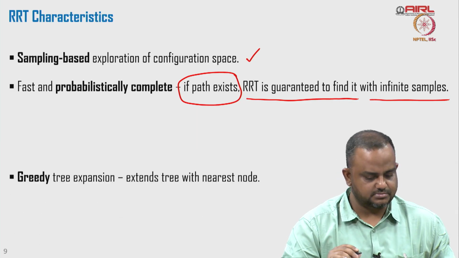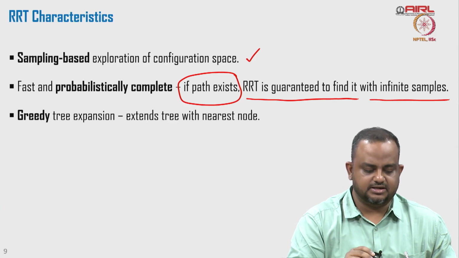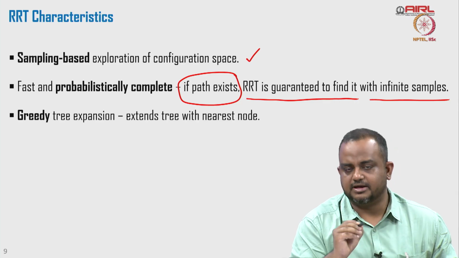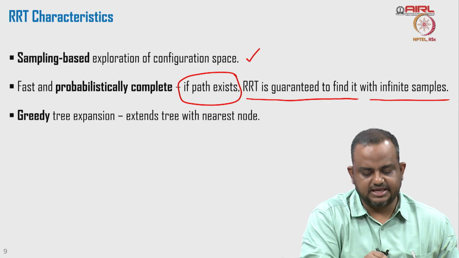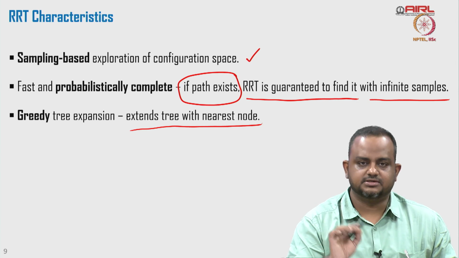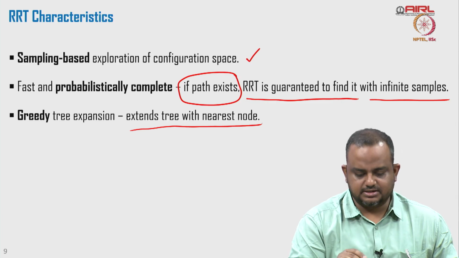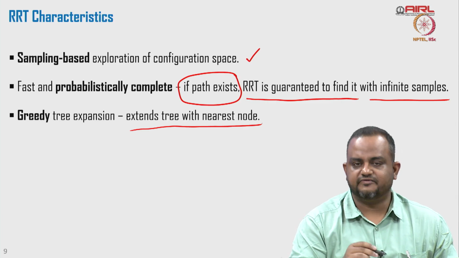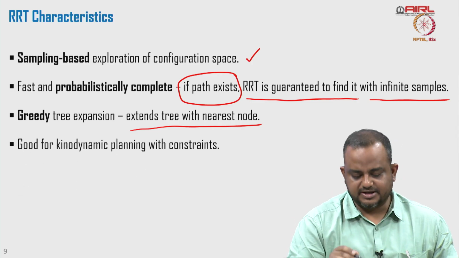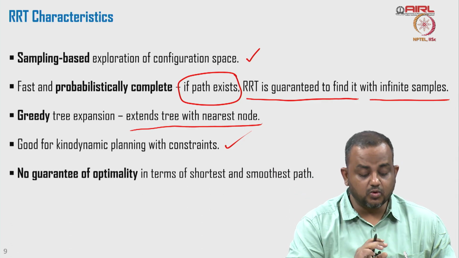Now, this tree expansion that is happening incrementally is a greedy expansion. That is also something we have to carefully note here, because it extends the tree with the nearest node. Many other considerations or optimizations are not there directly; rather, it goes inside the problem and finds the tree in a greedy way. It is good for kinodynamic planning with constraints, which I have told, a clear contrast with the A-star algorithm. No guarantee of optimality.